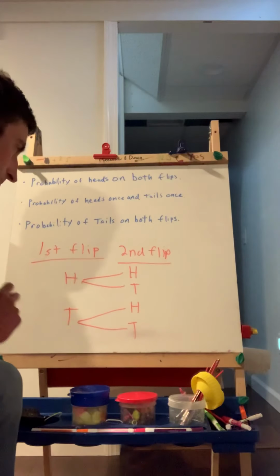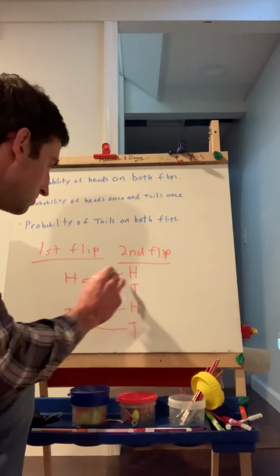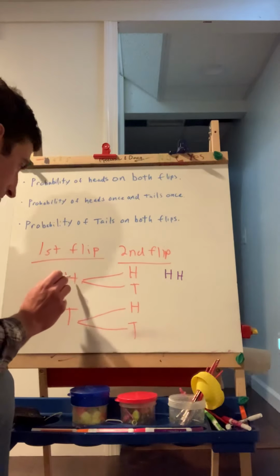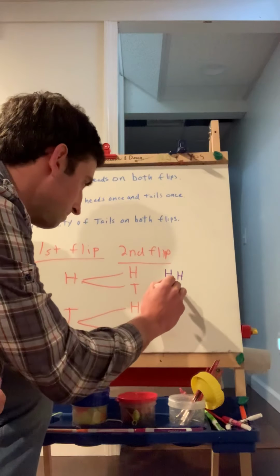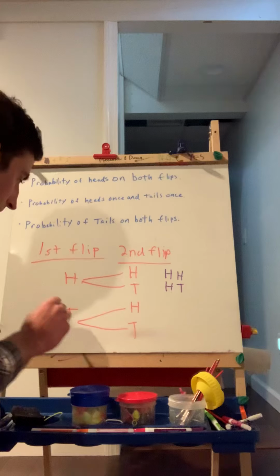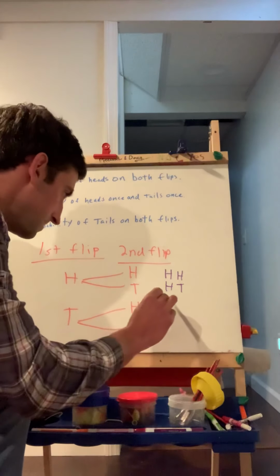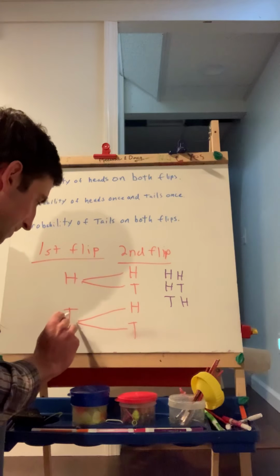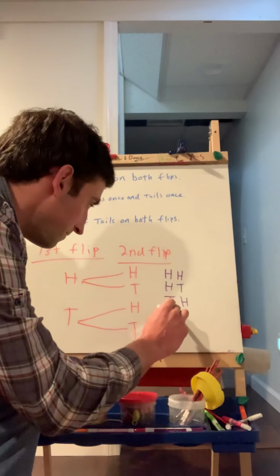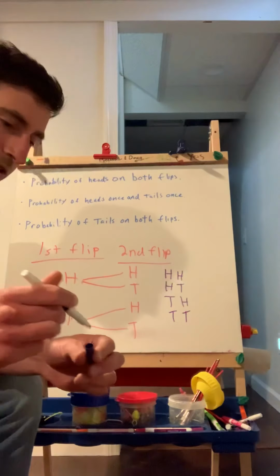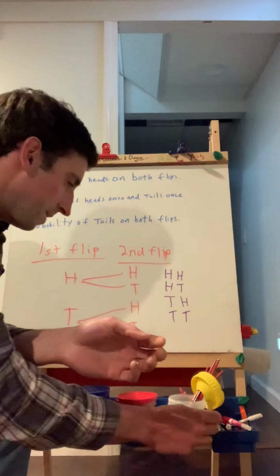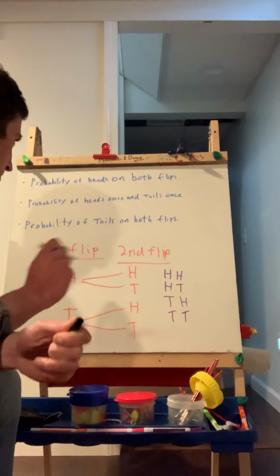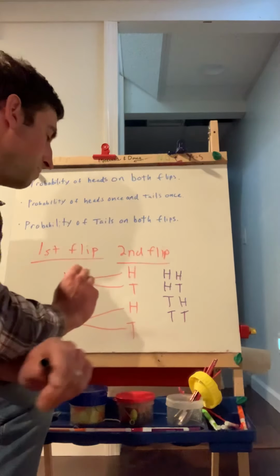So the first outcome shown in this tree diagram is heads on the first flip, heads on the second flip. The next outcome shown is heads on the first flip, tails on the second flip. The third outcome is tails on the first flip, heads on the second flip. And the fourth outcome, and the final outcome, is tails on the first flip, tails on the second flip. So you'll see there's four possible outcomes when I flip two coins.